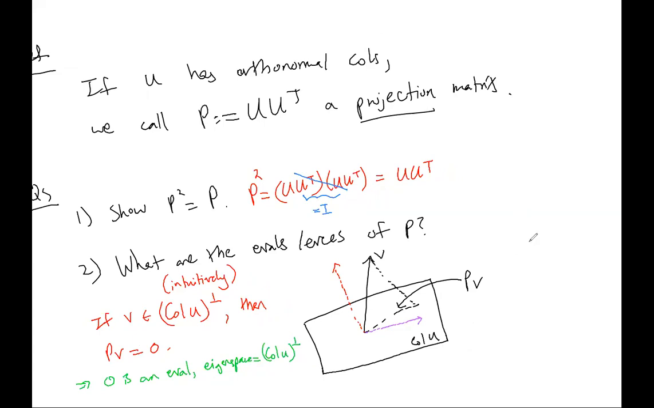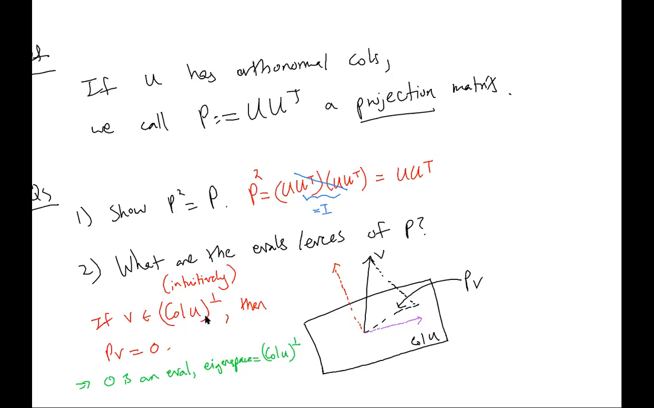Does this mean P is not invertible? Yeah, exactly. Because if you project, how do you undo that? How do you undo projection? Well, you can't, because there are many vectors that project to the same vector. And so it's not invertible, because 0 is an eigenvalue. Well, there is a case where it is invertible, which is if the orthogonal complement to the column space of U is empty, which means, what if the column space of U was all of Rn?